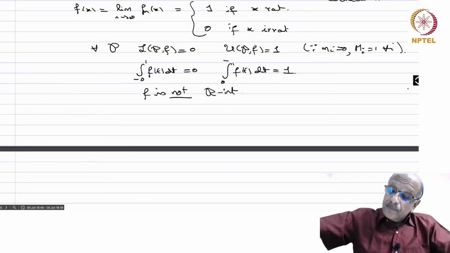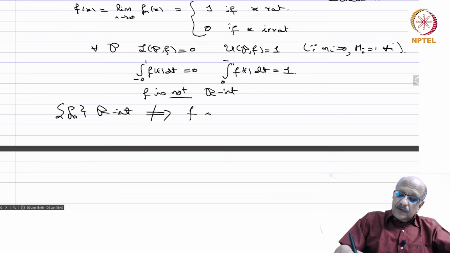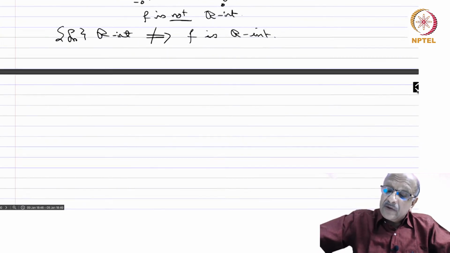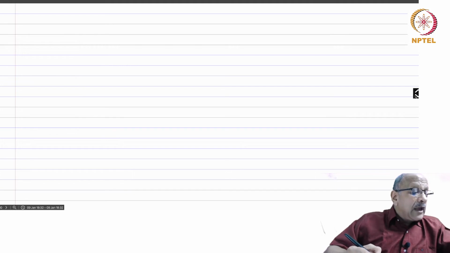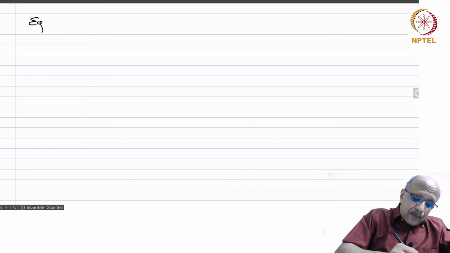So f_n Riemann integrable does not imply f is Riemann integrable. Okay, in general, taking pointwise limits, you cannot assume that. But assume that f is Riemann integrable. Even then, things cannot be very good. So let us take another example.